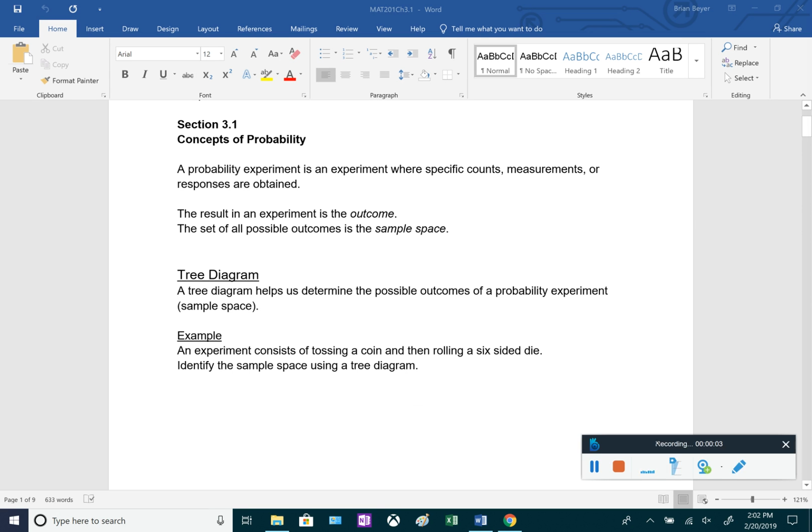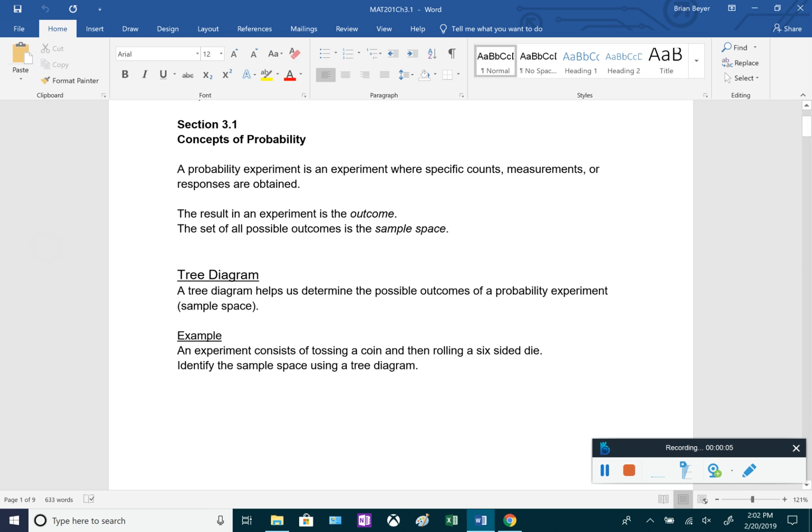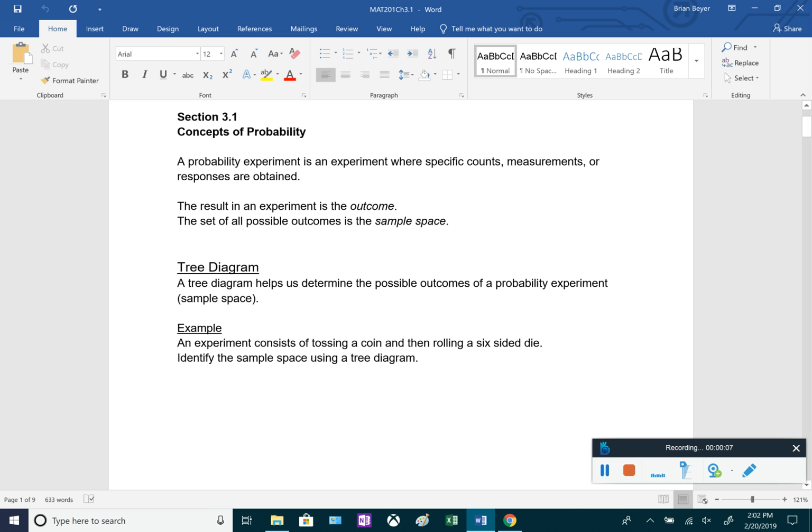So chapter 3 will now be getting into probability. So 3.1 is going to be concepts of probability. So for a couple definitions here, a probability experiment is just going to be an experiment where measurements or specific counts are obtained.